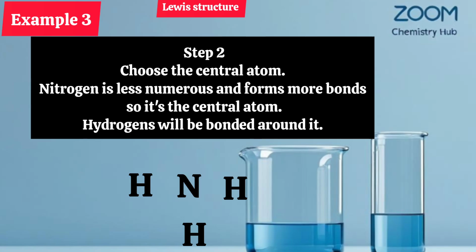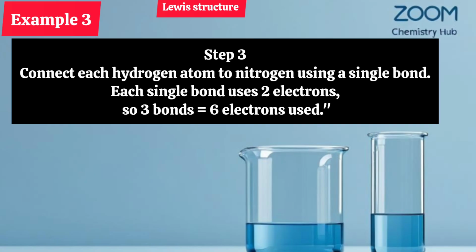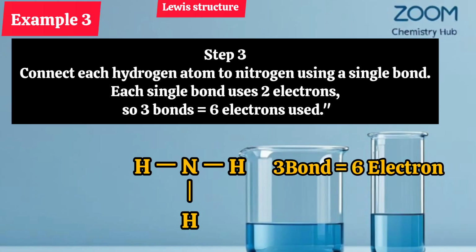In the next step we connect each hydrogen atom with the central atom nitrogen by a single bond to make the structure of the molecule. So we connect each hydrogen atom to the nitrogen using a single bond, and each single bond uses 2 electrons. So 3 bonds are formed between the 1 nitrogen and 3 hydrogen atoms, utilizing 6 electrons.